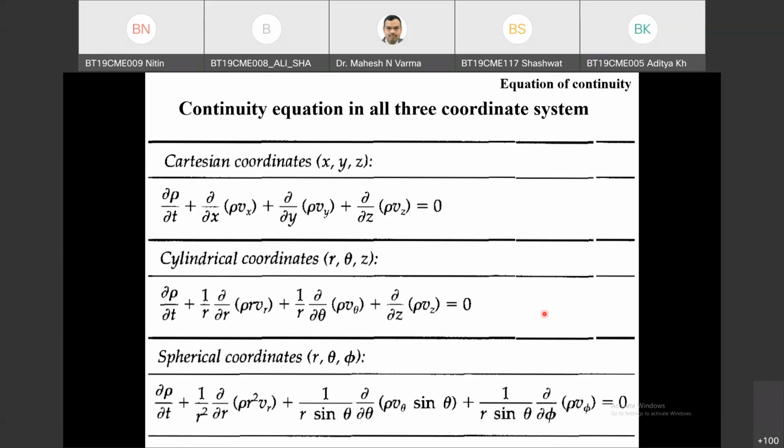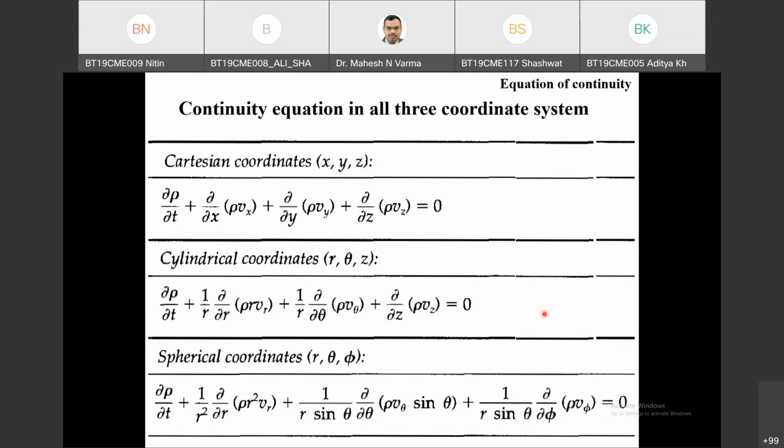Yes, sir. Okay, so I request all of you to revise all the mathematical operators, at least those discussed in class. Revise the definitions of these mathematical operators: what is del, scalar multiplication, del cross, vector multiplication, divergence and how it is operated, and the definition of the del operator in spherical, Cartesian and cylindrical coordinate systems. That you need to revise.